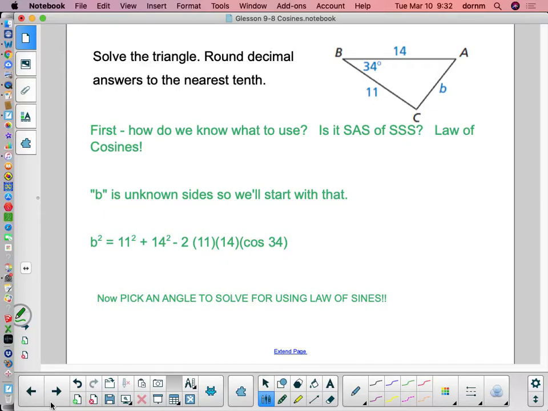But since this is a side angle side situation, there is no point where I know an angle and the side opposite. I never know the opposite things. I can't use the law of sines to start with. I have to know one pair of opposites in order to use the law of sines. So this is going to be a law of cosines situation.